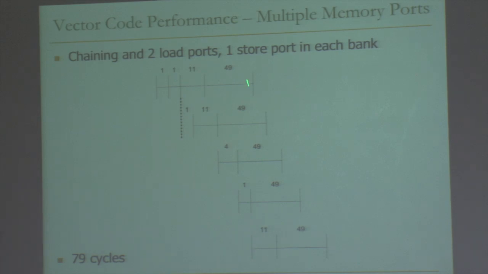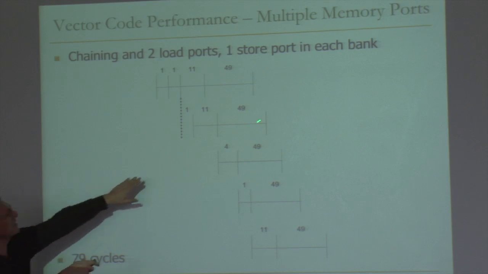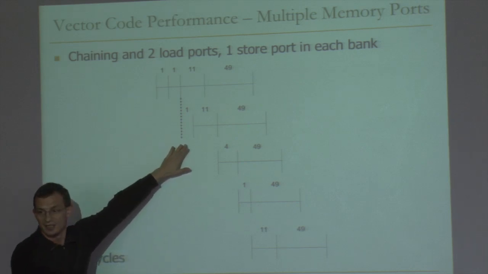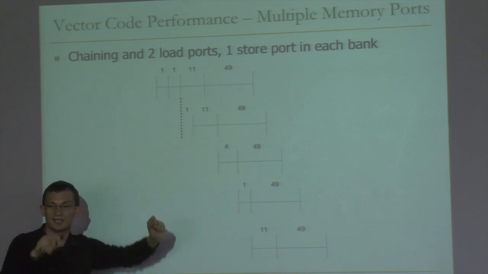And now you can do the store in a pipeline manner, which means that with 2 load ports, you can start the first load of A into vector register 0. You can start the first access over here. And in the next cycle, you can start not only the next access of this vector register, but also the next vector load, because you have 2 ports. One port in each bank is satisfying this vector load from A into vector register 0. The second port in each bank is satisfying this vector load from B into vector register 1.